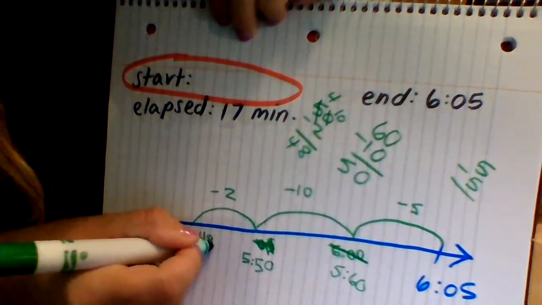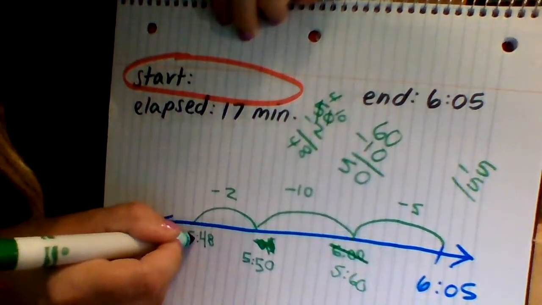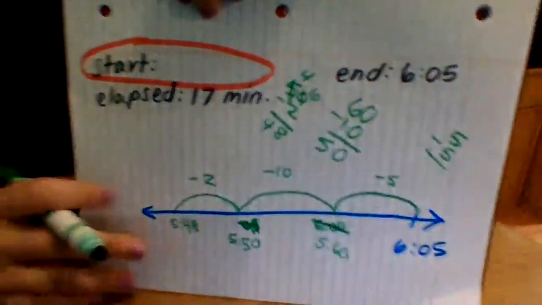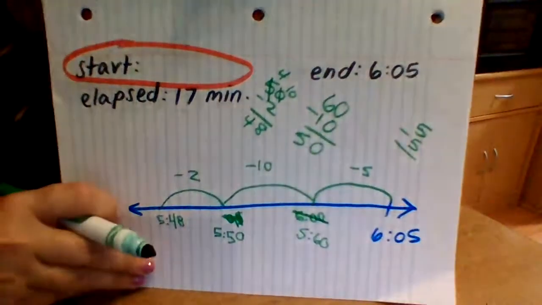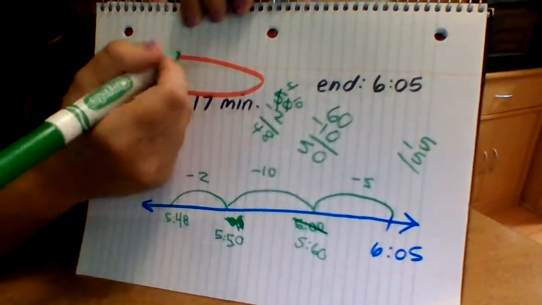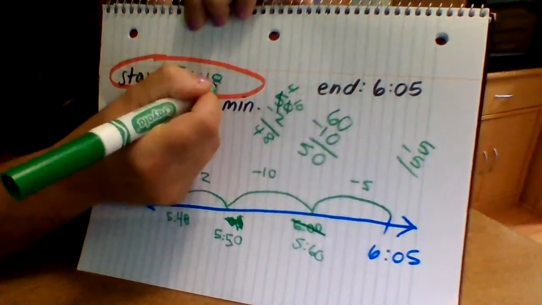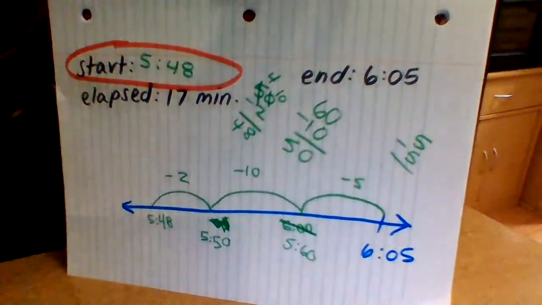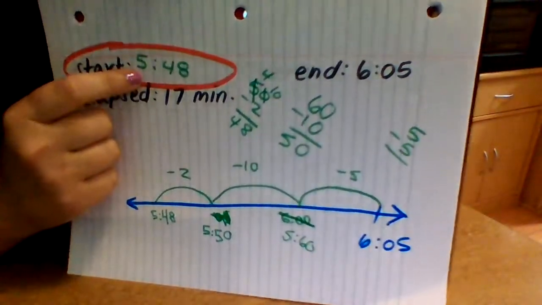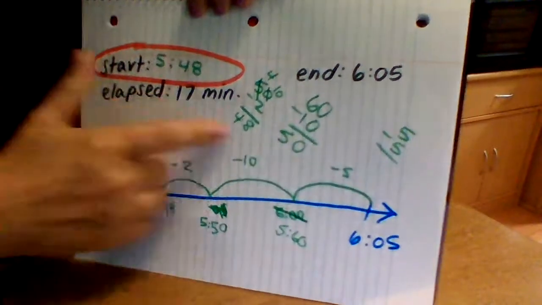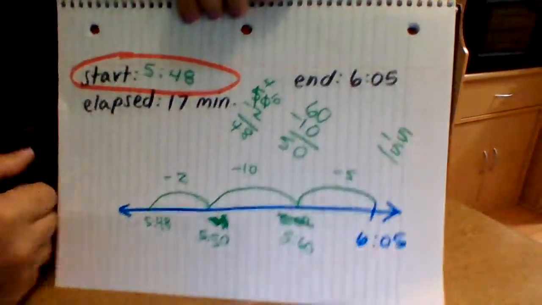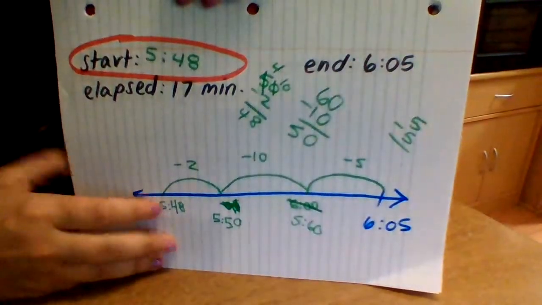So my minutes are 48, and my hour is 5:48. Does that make sense? I can't remember what this problem was about. Playing basketball, reading, something, I don't know. If you start something at 5:48 and 17 minutes later it's 6:05, does that make sense? You can always go forward in your head to check.